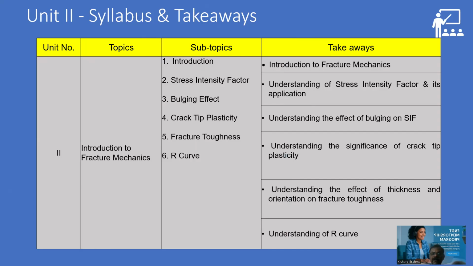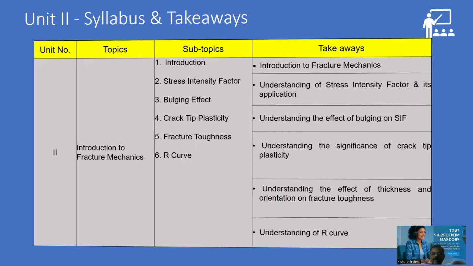And for aircraft structure, especially the fuselage, which is under pressurization, how the bulging effect impacts the stress intensity factor. And then one can understand the significance of crack tip plasticity, which occurs ahead of the crack tip. Also, the effect of thickness or orientation on fracture toughness. And finally, understanding of R-curve required for thin structure.